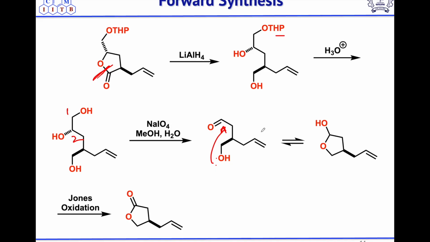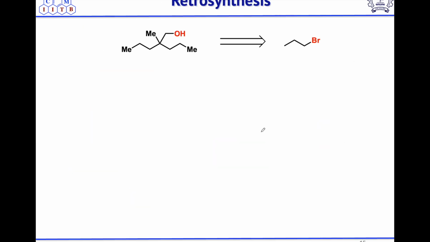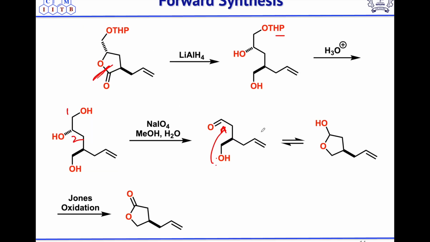And then we have to do oxidation of this lactol, the hemiacetal or lactol. So we have to do the Jones oxidation to oxidize the lactol to lactone, and we got this lactone, right? So this is how we can convert this starting material to our target molecule. So we'll see the next example.